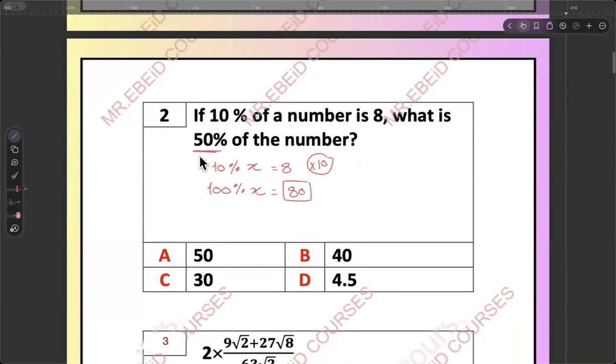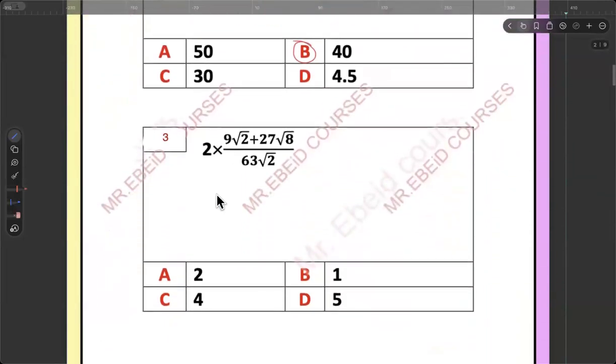Now we want to find 50% of this number. And you know that 50% represents half of the number. So half of 80 equals 40, the answer is B. Let's move to question 3.